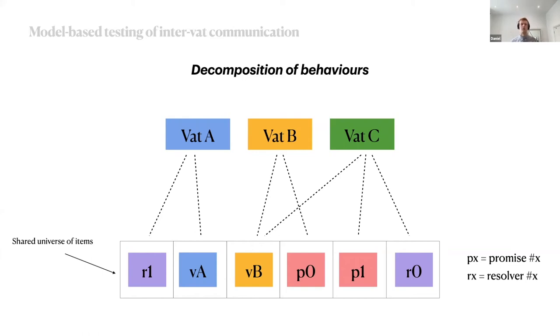So perhaps some previous steps happened and some items were sent between various VATs. And it's possible in this configuration then in a subsequent step for VAT A to resolve promise one using the resolver R1, to another item that it has access to. So in this case, it could resolve it to VA. And if that happened, we can see a transition here. So VAT C, which has access to P1, so to the promise, once it was resolved, would then be able to see the item that it was resolved to.